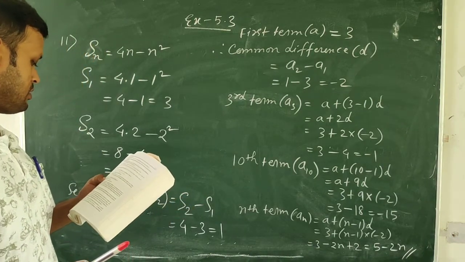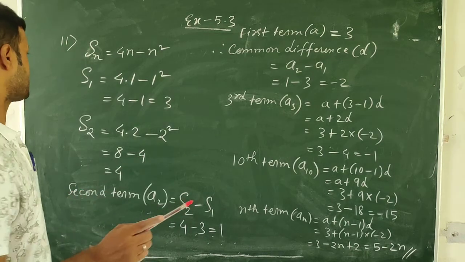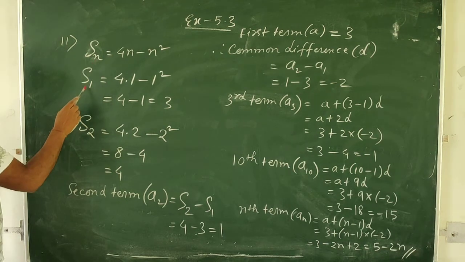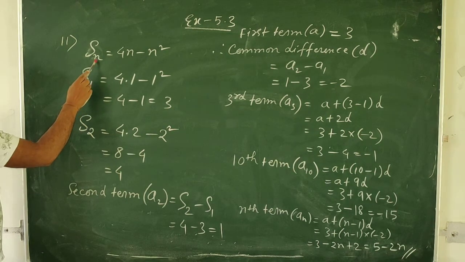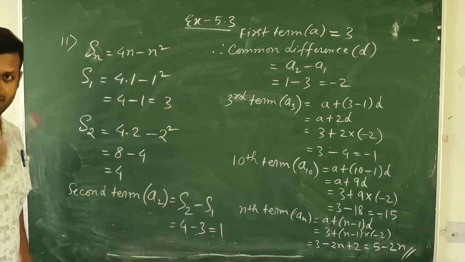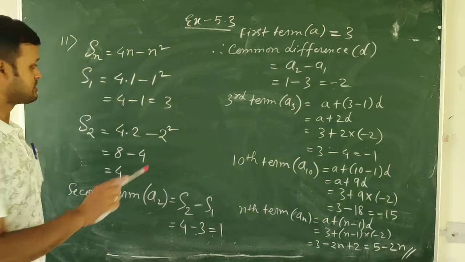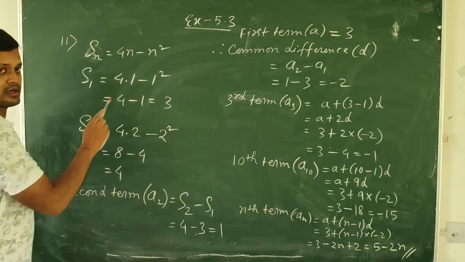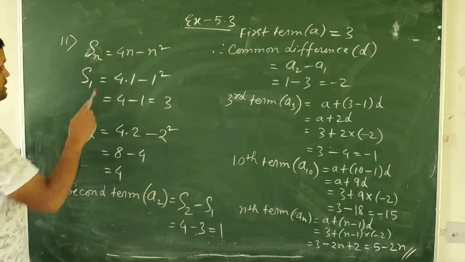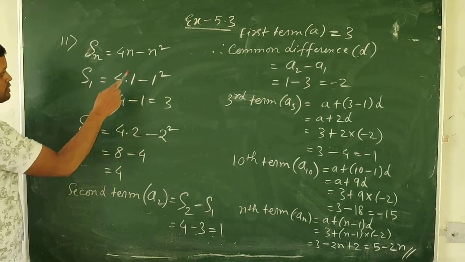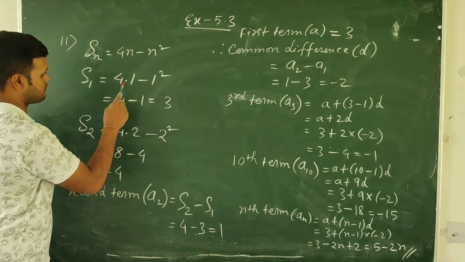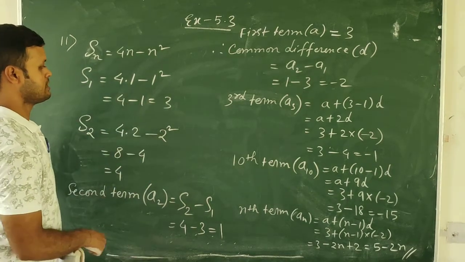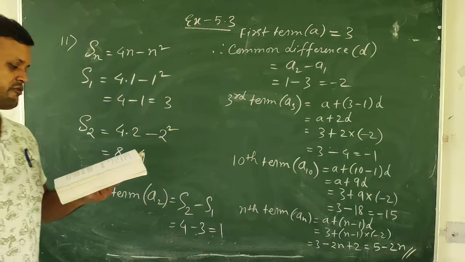So, sum of the first term. In place of n, if I put 1 here, see here, in place of n I will put 1. Sn means the sum of n terms. If I put 1 in place of every n, 4 into 1 minus 1 square. 4 into 1 is 4, 4 minus 1 square, which is 1. 4 minus 1 is 3.